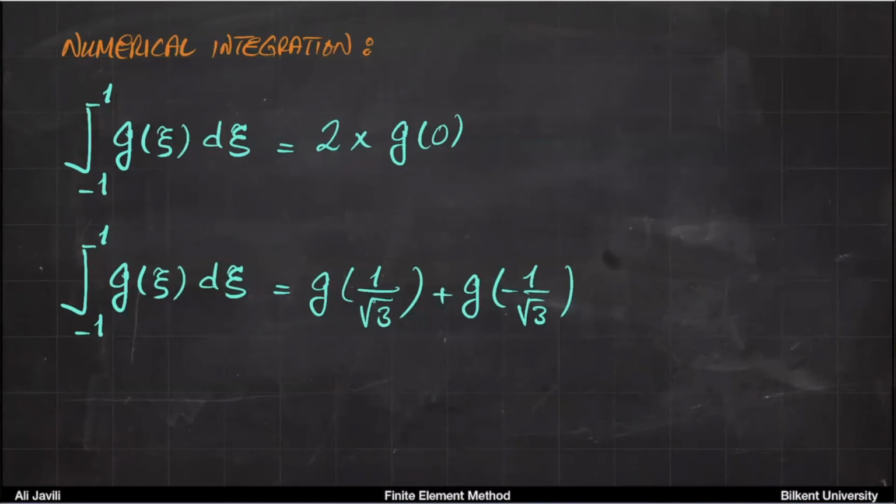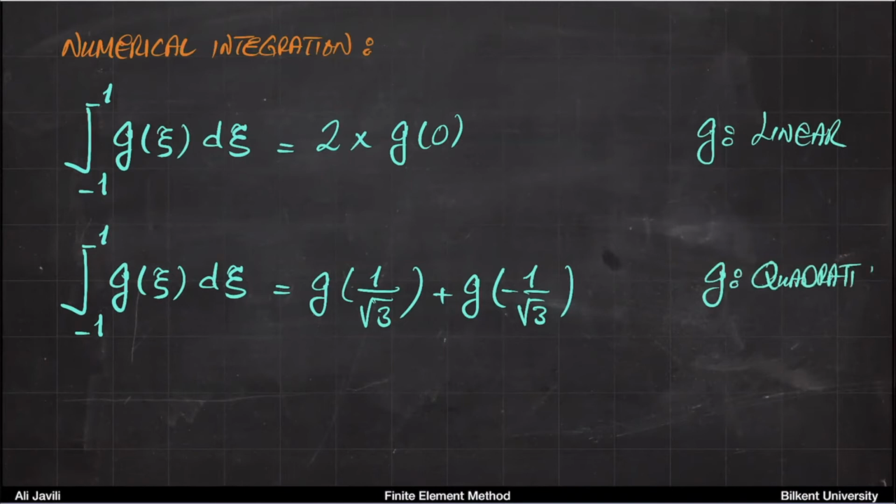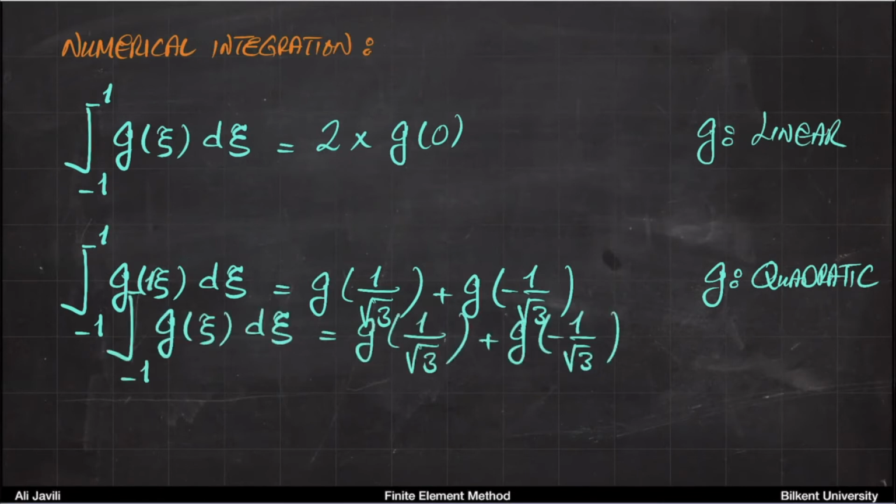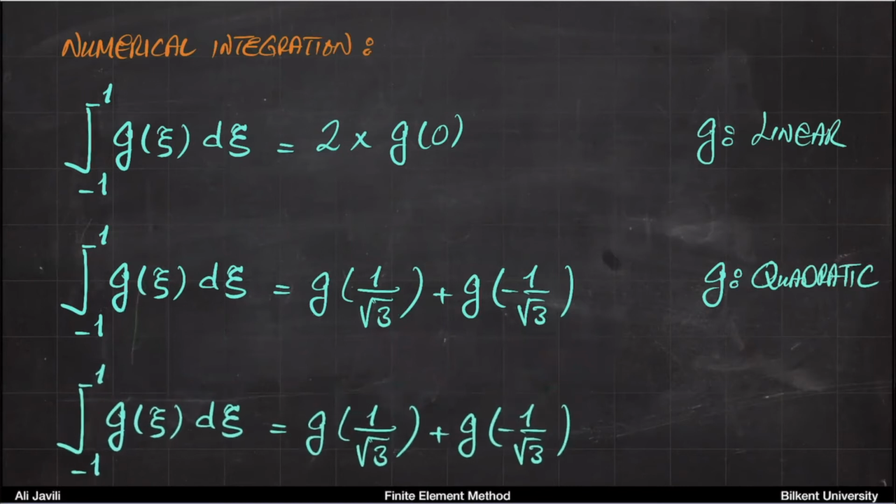So if G is linear, this is the way to go. And if G is quadratic, this is the way to go. Okay, so it's not bad. It seems that there is some sort of structure to it. Okay, so you can play this game. If it is cubic, and this is the nice thing about it, it's exactly what's going to happen.